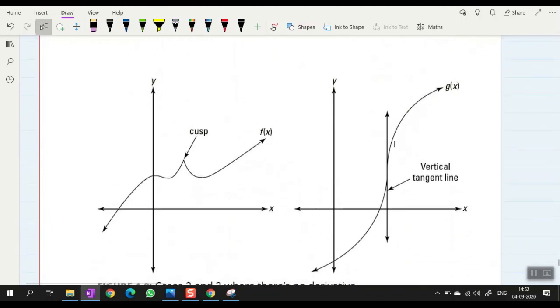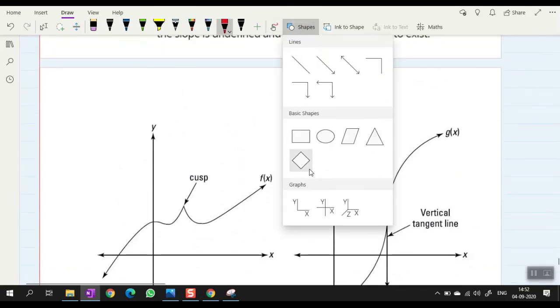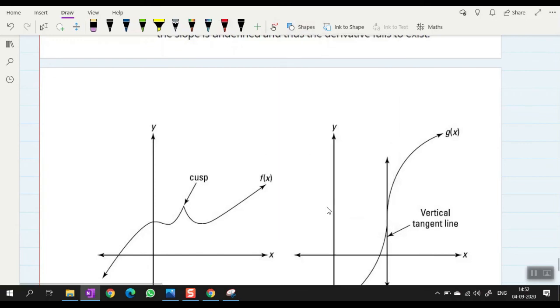And the third instance is where, let me draw it for you. The third instance, suppose you have a graph which is like this.